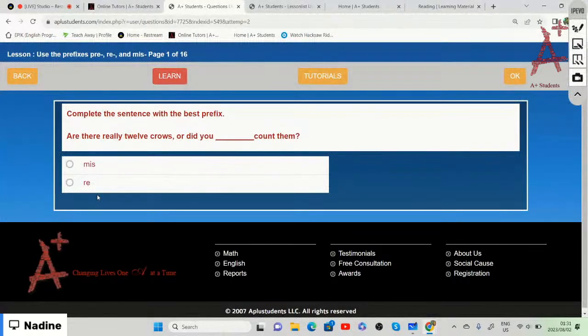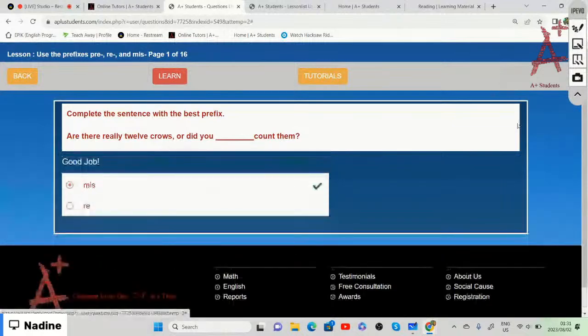So is it miscount them or recount them? It's like count them wrong or count them again, right? Which means that in the sentence, the correct or best prefix that we're going to choose is miscount. So it's like, are there really 12 crows, or did you count them wrong, for example? That is miscount, right? Because we did not count it again.